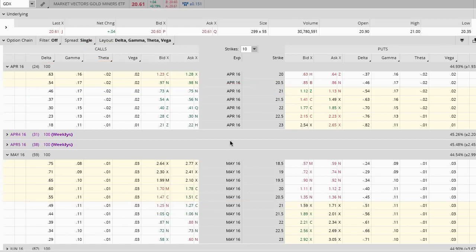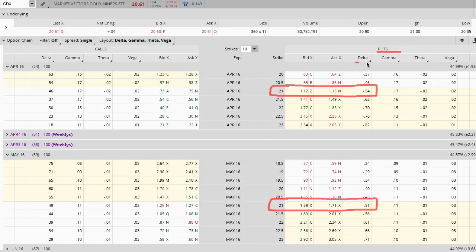Okay, so that's on the call side. Now let's look at the put side of the trade at the same 21 strike puts. So the same corresponding strikes, but now on the put side. And you can see here for delta that all of the deltas are negative. Now, that doesn't mean that you're always going to lose money.